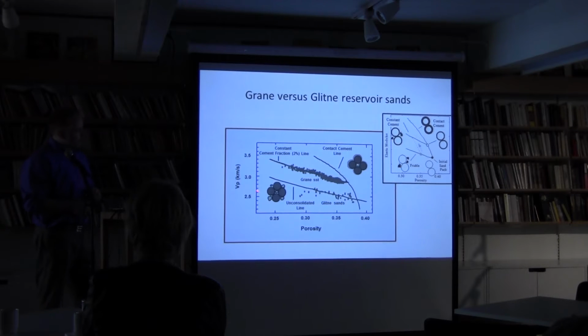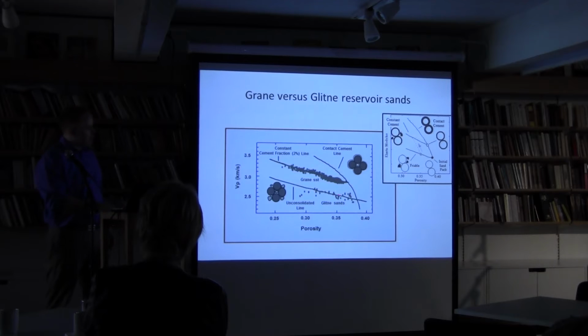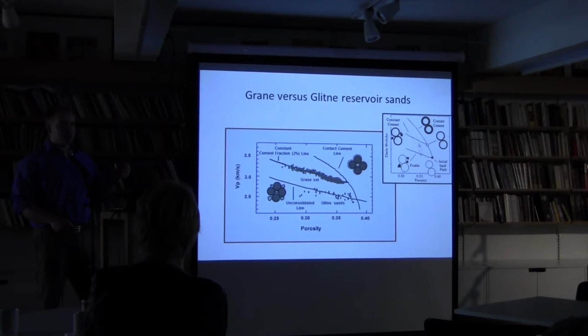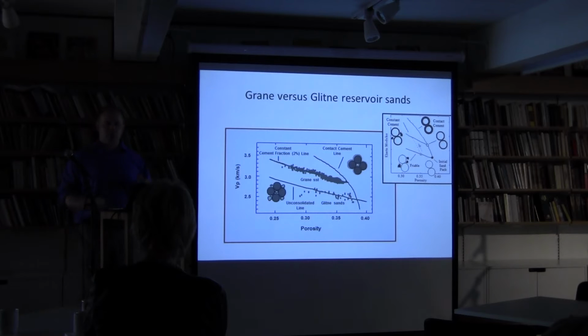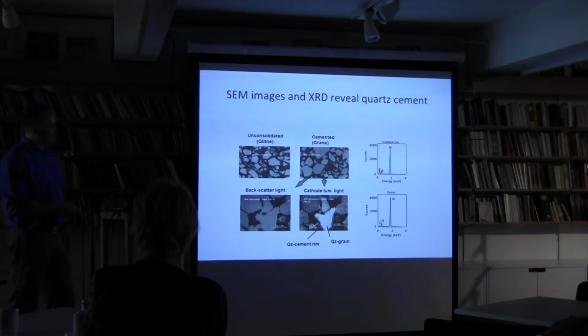But when we saw this, we thought, first of all, something has to explain this big difference in velocities. And the fit with our rock physics models said that this is an unconsolidated sand model, and this is climbing up here, and this is a 2% cement, constant cement model. So we thought that, well, 2%, maybe that's not very much. So we went into the thin section and actually looked. And this is a thin section to the left from the Glittne, and to the right here from Grane.